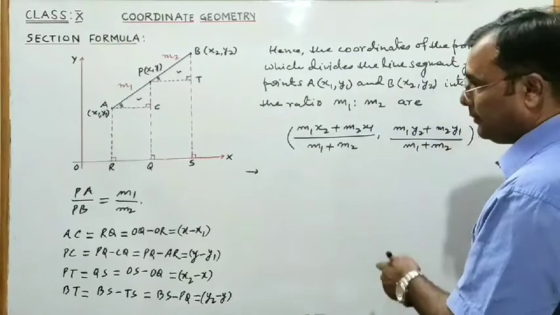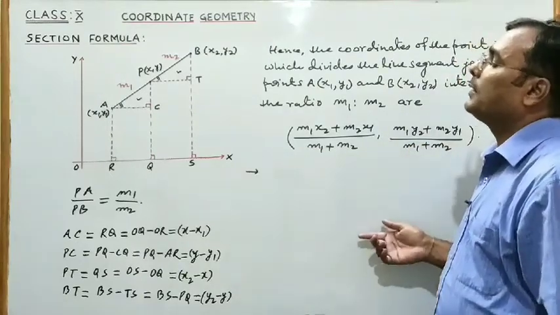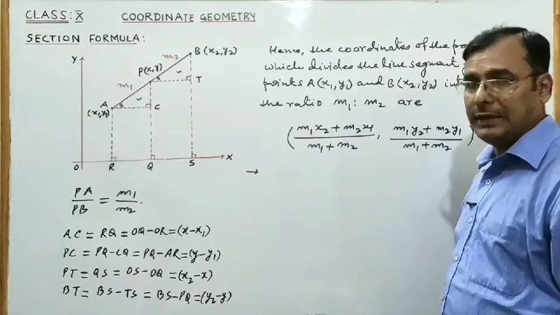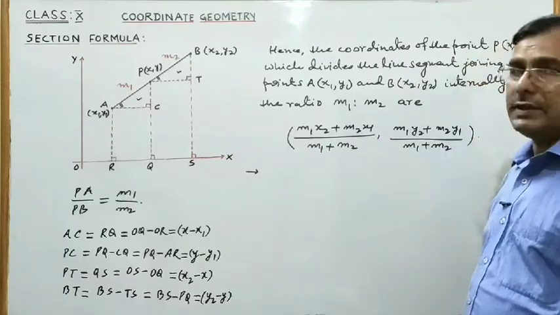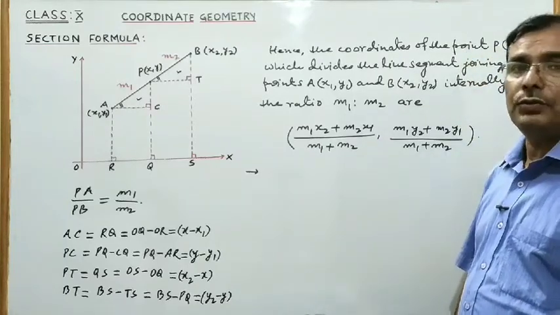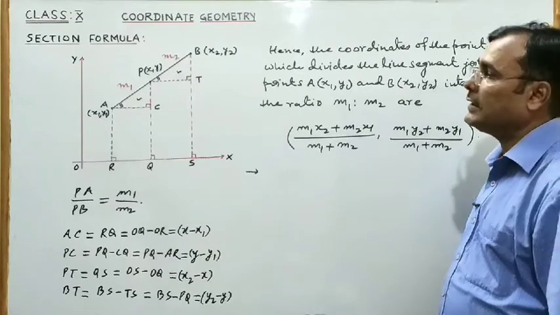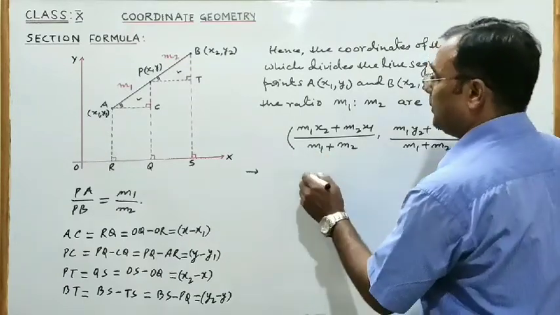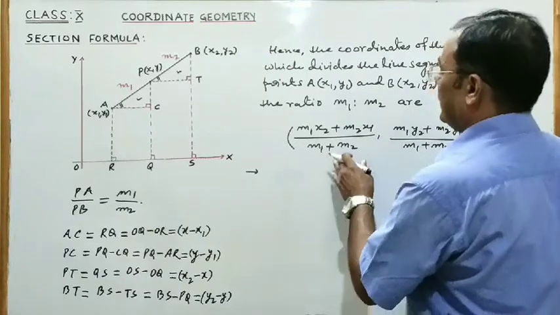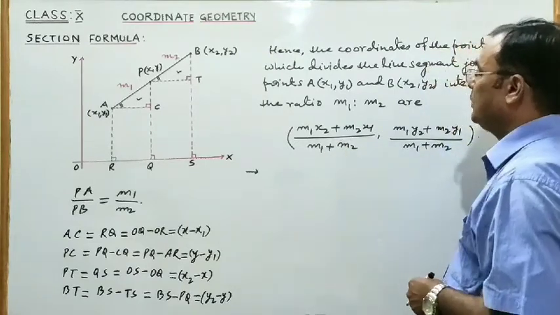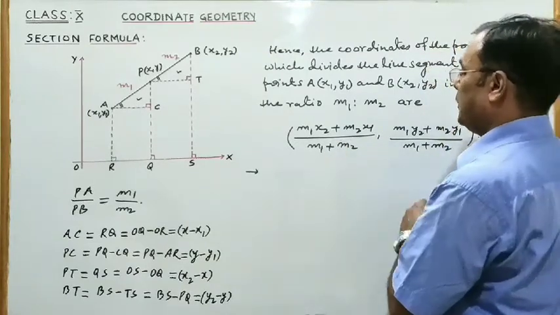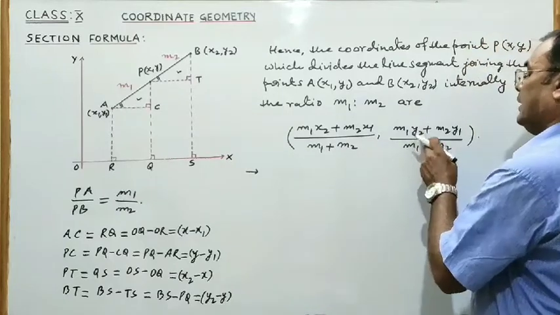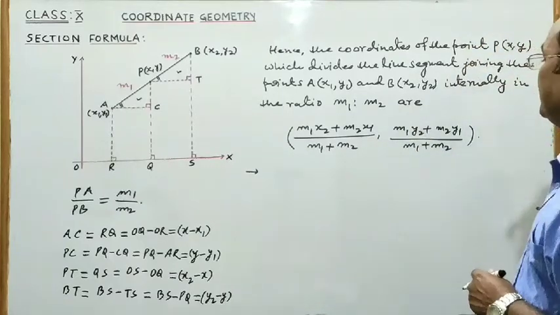If the point P divides the line segment AB in the ratio of k is to 1, then the coordinates of point P will be (k x2 plus x1) by (k plus 1), (k y2 plus y1) by (k plus 1).